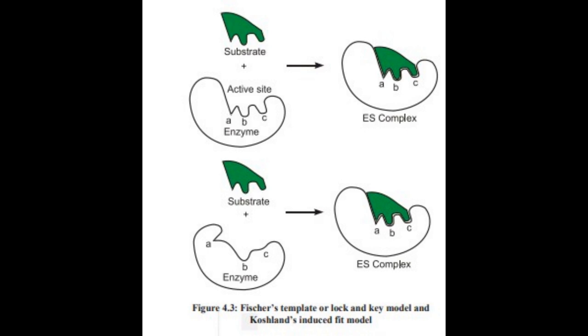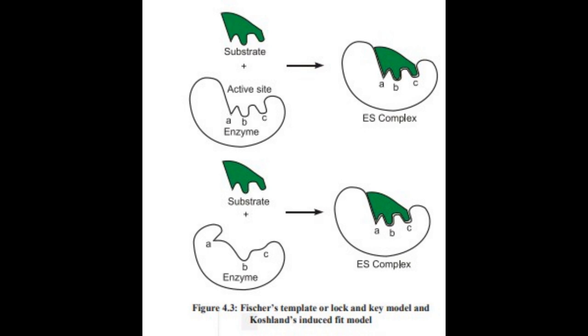Fischer's template or lock and key model. According to this model, the catalytic site of the enzyme has a proper conformation compatible to a specific substrate even in the absence of the substrate molecule, as shown in figure 4.3. The catalytic site binds the substrate and catalyzes the reaction without any change in its own three-dimensional conformation. It has become possible to explain the specificity of many enzymes for only one of the stereoisomers of the substrate by this model.